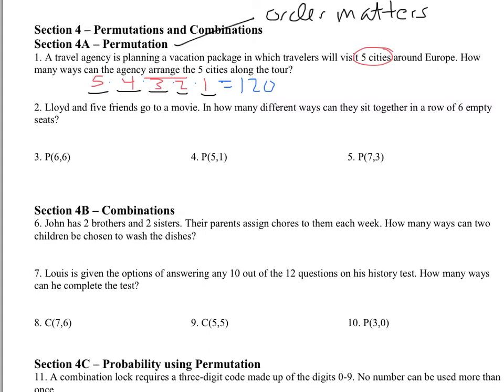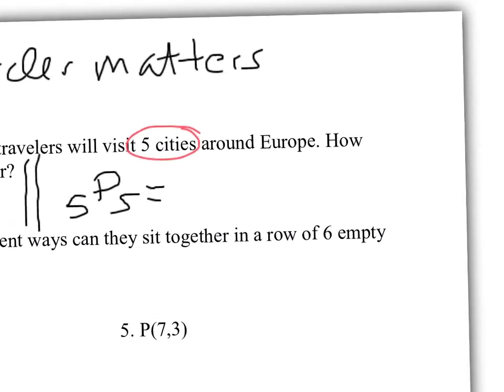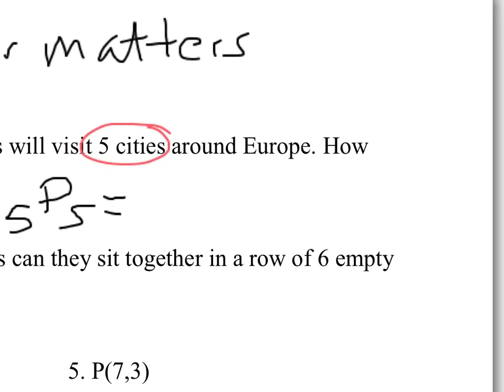Another way of doing it, which you're going to want to be comfortable with, is permutation notation. And that is to say that there are 5 cities and we're going to pick 5. In other words, P for permutation. And the formula for permutation is nPr, so n is our first number, r is our second, is calculated by taking the first number and doing a factorial. And I'll explain that in a second. And then you subtract the two numbers, n minus r, and whatever that is, we do a factorial of that also.